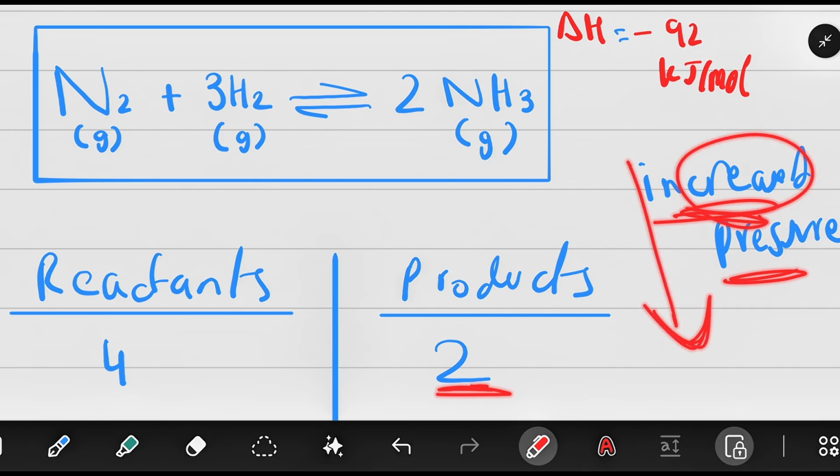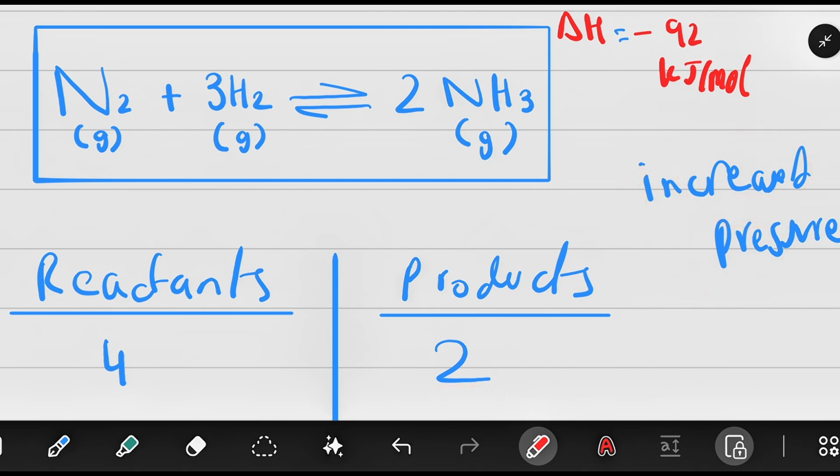If we increase the pressure, the equilibrium will go forward to reduce the pressure. It's basically the opposite of what we do. We discussed earlier that it counteracts. Le Chatelier's principle is basically just the same thing. Now, because pressure is basically just a measure of how many particles there are per unit volume, to lower the pressure, the equilibrium will move to the side with the least number of molecules.